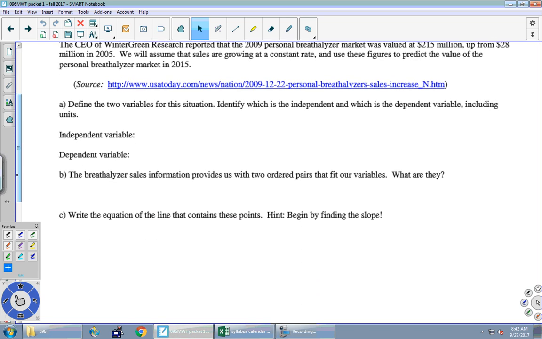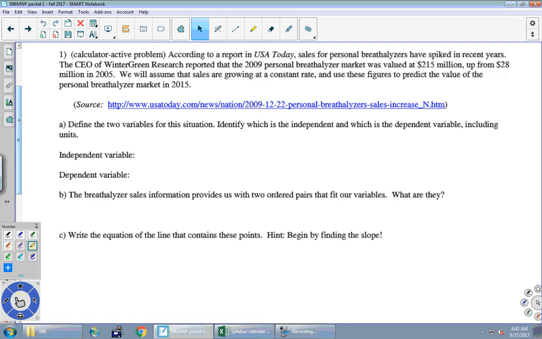But first, we need to define a couple of variables. So let's highlight up here. I've got 2009 and I've got 2005. And then I've got 215 million and 28 million. So the 2 yellow things and the 2 green things. Those are our 2 variables. One of them is measuring the value of the breathalyzer market, and the other one is measuring time. Which one is our independent variable? Which one is independent? The value of the market or time?